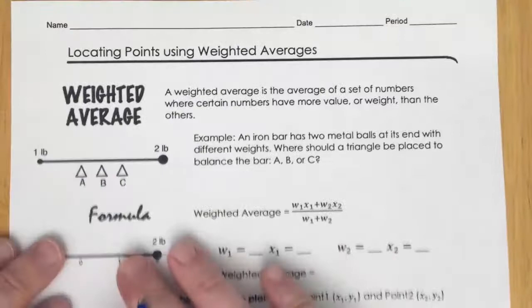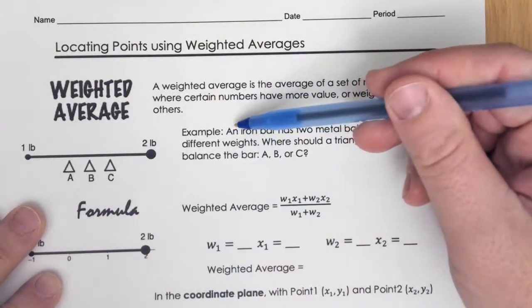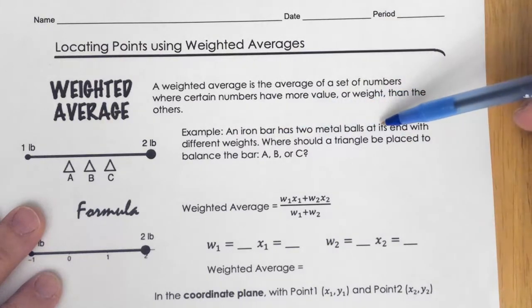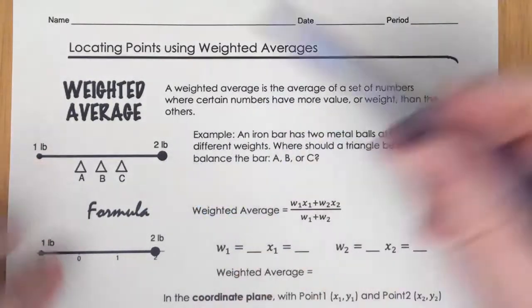Okay, so now let's actually do our worksheet. For our worksheet, on this one, for example, an iron bar has 2 metal balls.